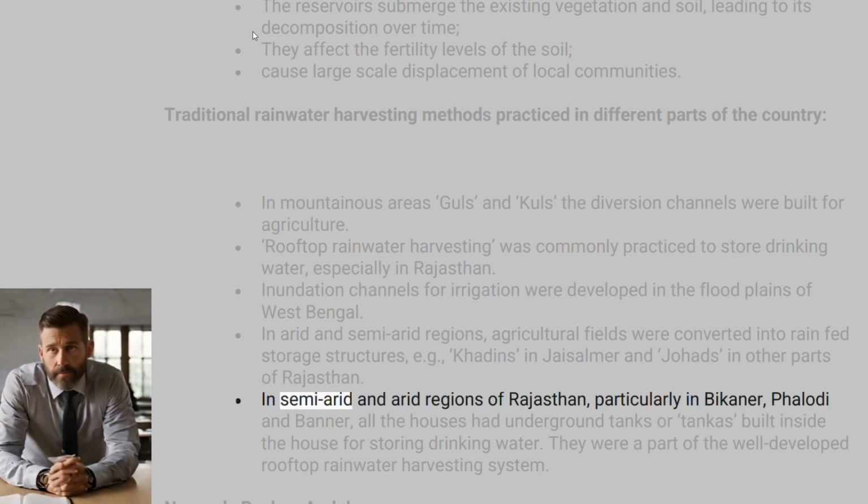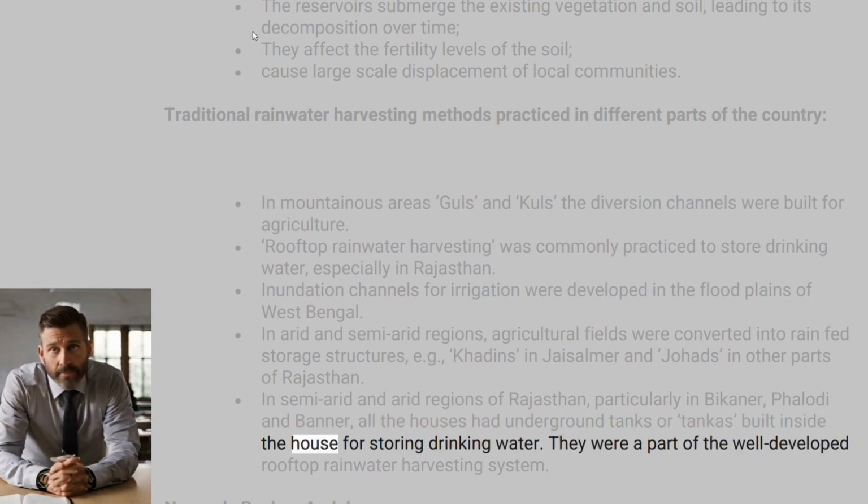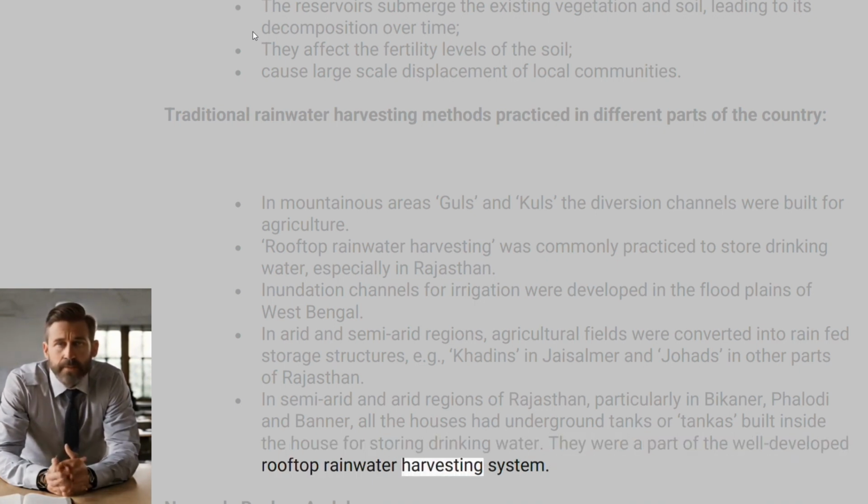In semi-arid and arid regions of Rajasthan, particularly in Bikaner, Phalodi and Barmer, all the houses had underground tanks or tankas built inside the house for storing drinking water. They were a part of the well-developed rooftop rainwater harvesting system.